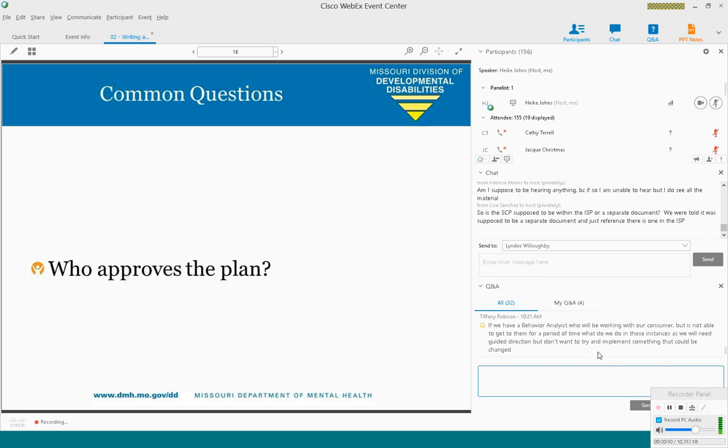So this is Terry Rogers. There's a second part of that question that says, if we have a behavior analyst who will be working with our consumer but is not able to get to them for a period of time, what do we do in those instances, as we will need guided direction but don't want to try and implement something that could be changed?